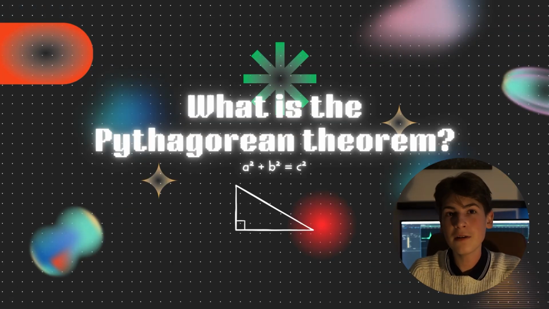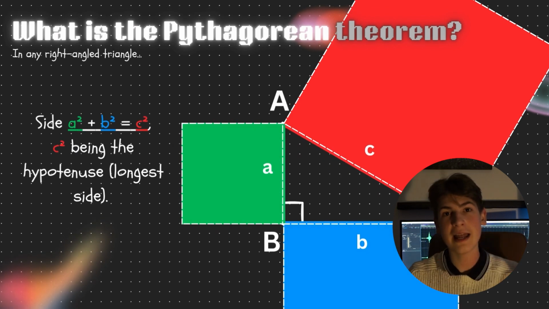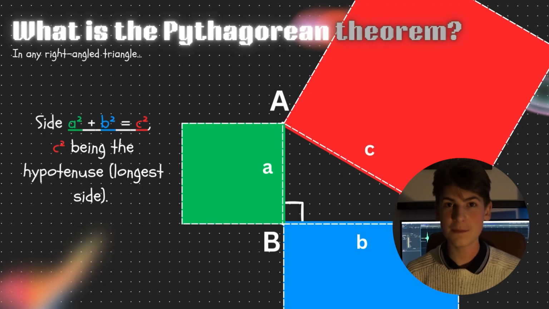Well, the Pythagorean theorem implies that in a right-angled triangle, if you square two of its sides and add them up, it should give you the hypotenuse squared. That's a very, very bold claim. The formula goes as follows: a squared plus b squared equals c squared, c being the hypotenuse. But wait, that's a very bold claim. How can we prove that?